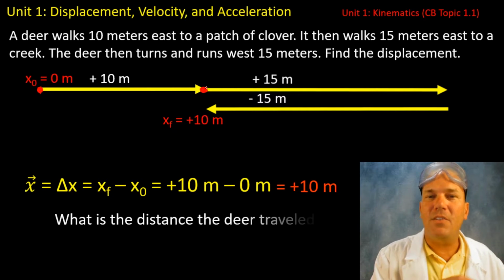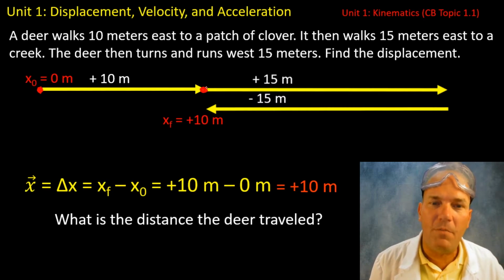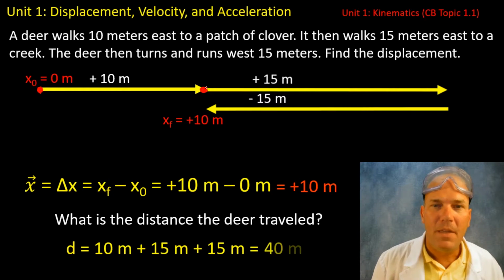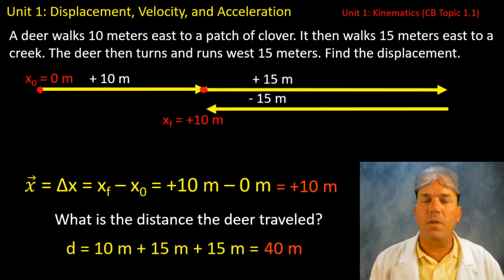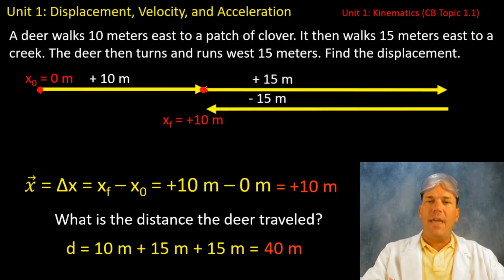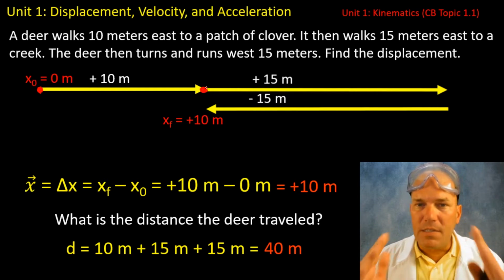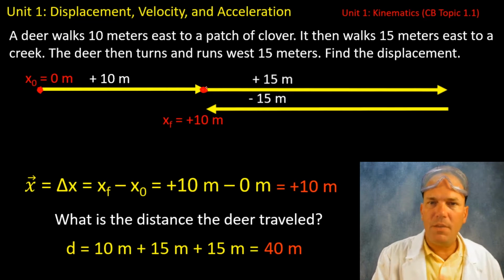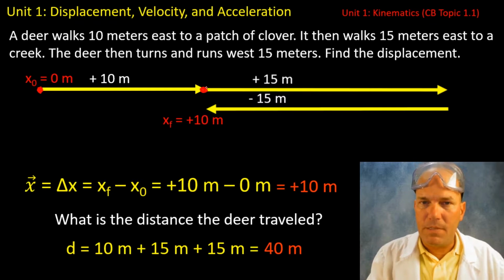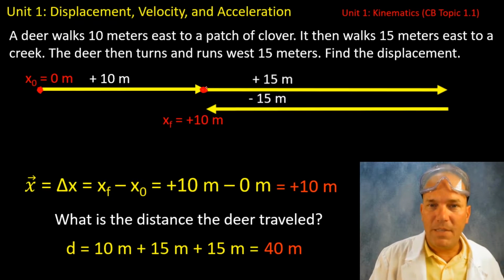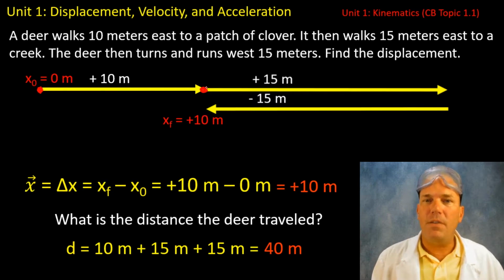Let's compare that to the deer's distance. How far has it actually traveled? Well, in this case, we're going to take the scalar quantities and simply add them up, and we get a total distance of 40 meters. Compare and contrast the value we got for displacement and the value we got for distance. Displacement, signage is included to denote the direction. 10 meters is the magnitude of the displacement, and its direction is positive direction or east. Whereas with distance, we simply get our scalar value of 40 meters, and that is the total distance the deer traveled.